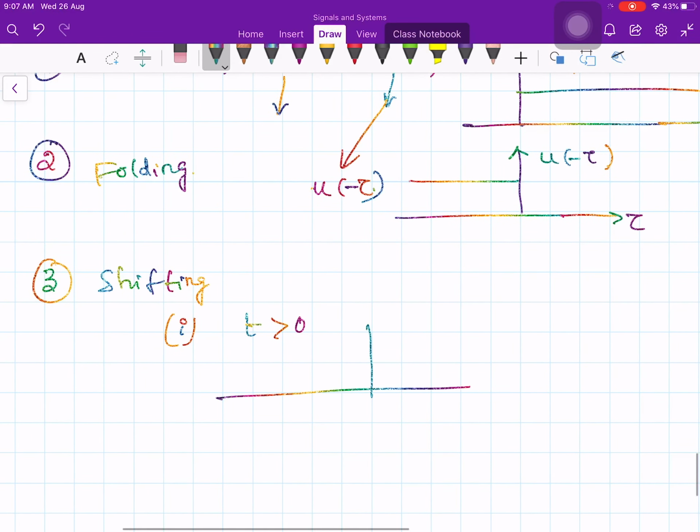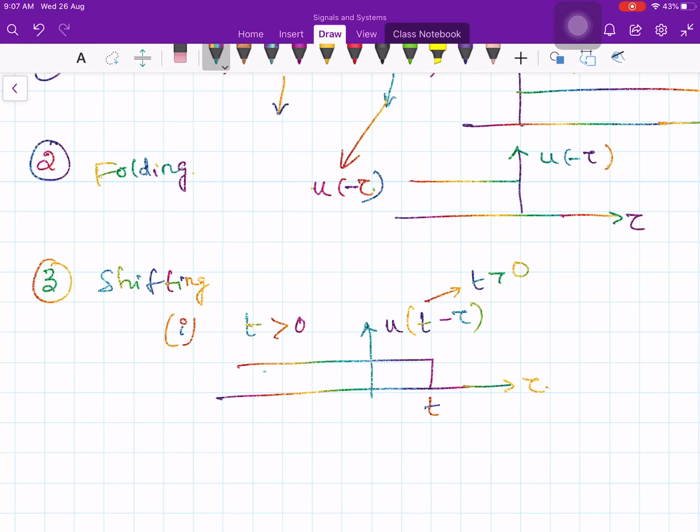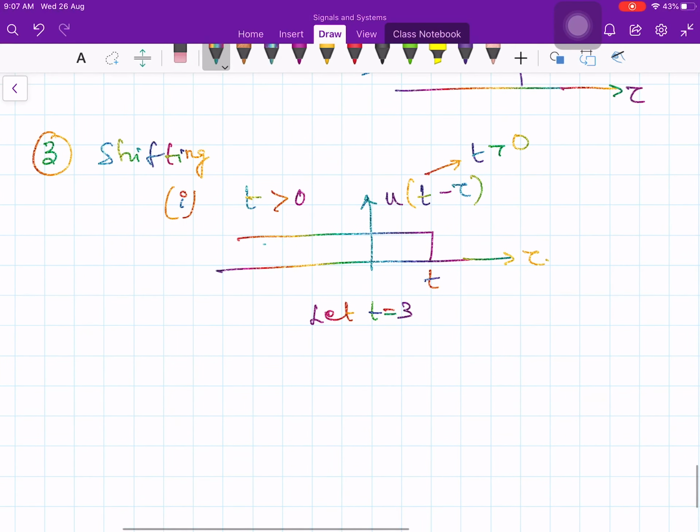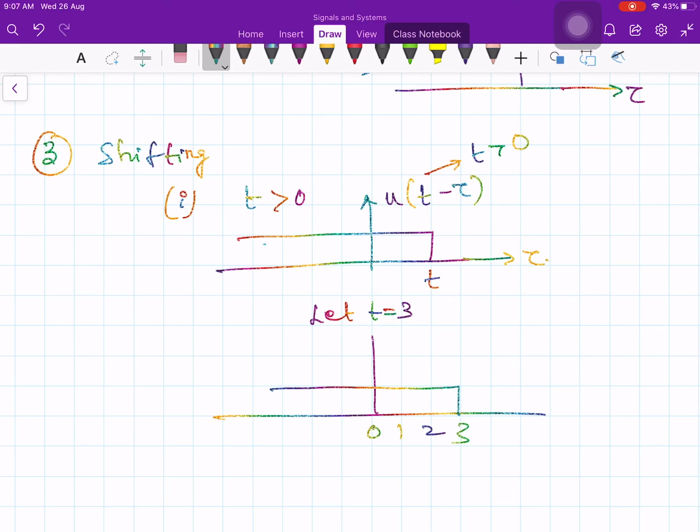This is u of t minus tau, and this is t and this is tau. Here this t is greater than 0. That means, for example, let's say t is equal to 3 seconds, then 0, 1, 2, 3, then your impulse will come like this. So this is u of 3 minus t, and this 3 is a positive number, right. So let us take the positive cases for the time being and then we will consider the second case.